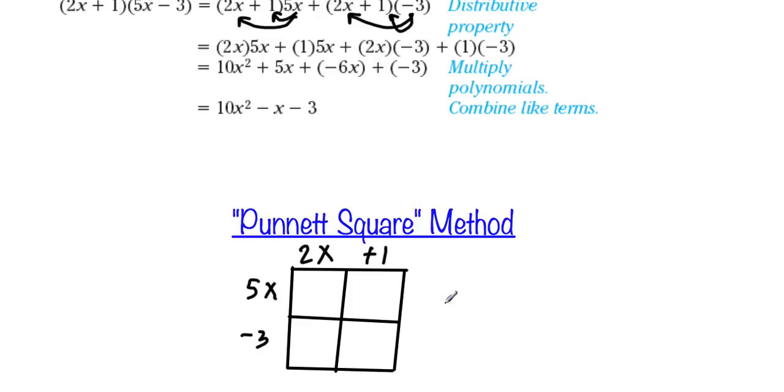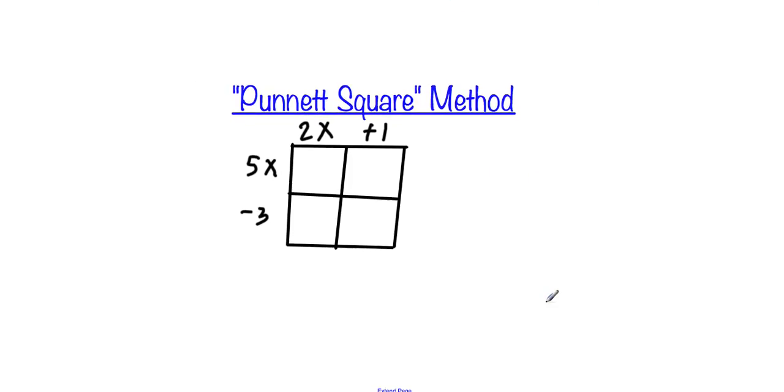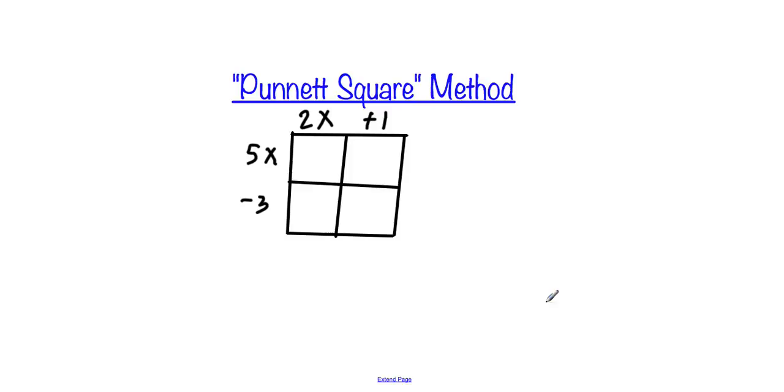Having that, let's solve this using the Punnett square method. We know that 5x times 2x will give us 10x squared. If we have 5x multiplied by 1, that'll give us 5x. If I get 2x multiplied by negative 3, that'll give me negative 6x. And if I have negative 3 multiplied by 1, that'll give me negative 3.